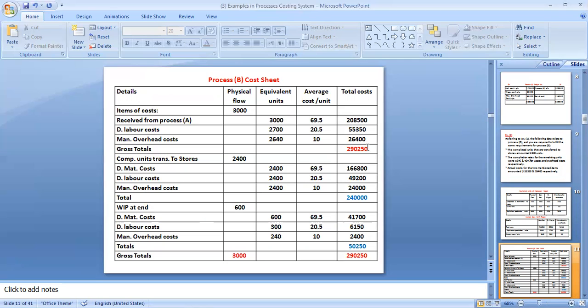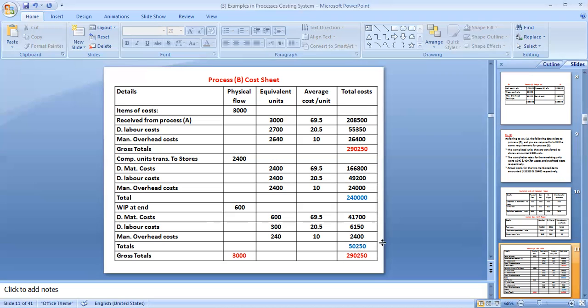The ending work in process, the total cost. These total costs are subdivided into two items, completed and work in process at end. The completed 2,400, so 2,400 and the three kinds of cost times the average cost per unit, the same average cost as you see, to get 240. These are the cost of the completed units, the 2,400 that will go to store. Then the 600 work in process, from the material point of view 600, 50% of it regarding wages, 40% regarding overhead, times the average cost per unit to give you the cost of the work in process.